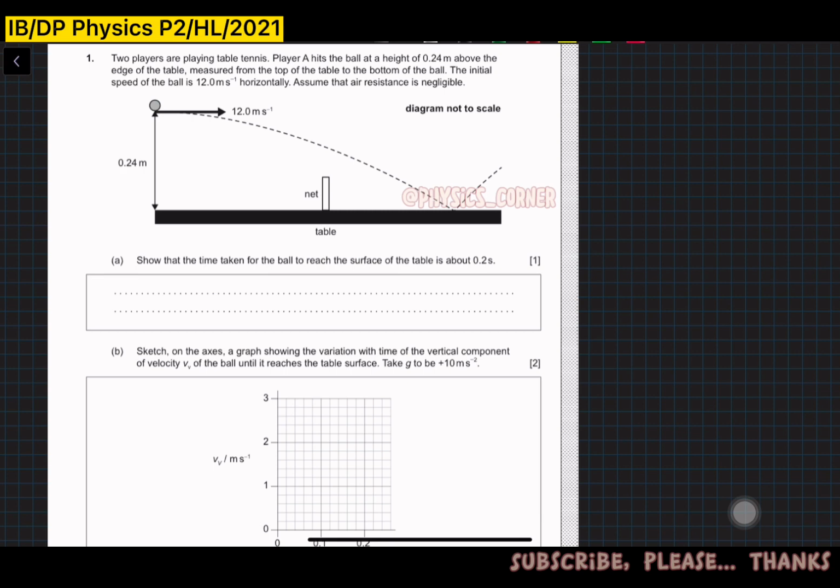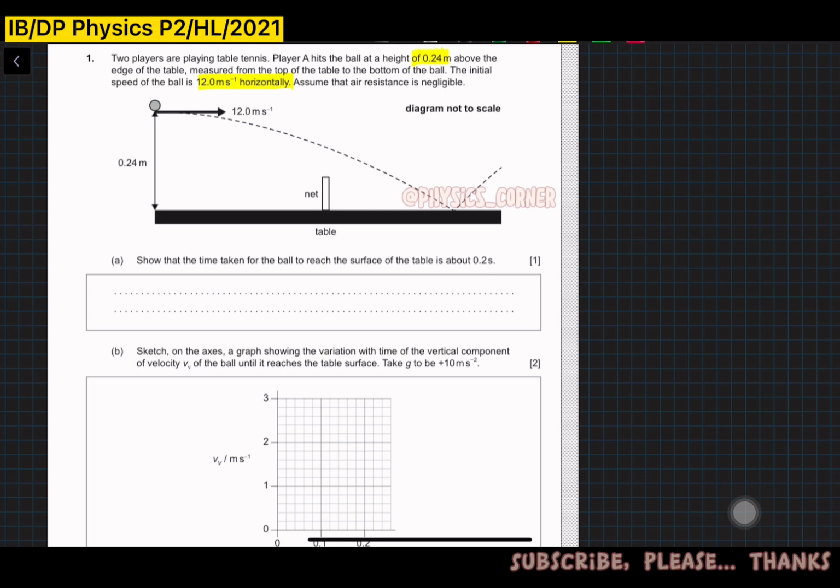Okay, we have velocity horizontally 12.0 meter second minus 1 and then height 0.25 meter. Then question A is to find the time taken for the ball to reach the surface of the table, it's about 0.2 second.